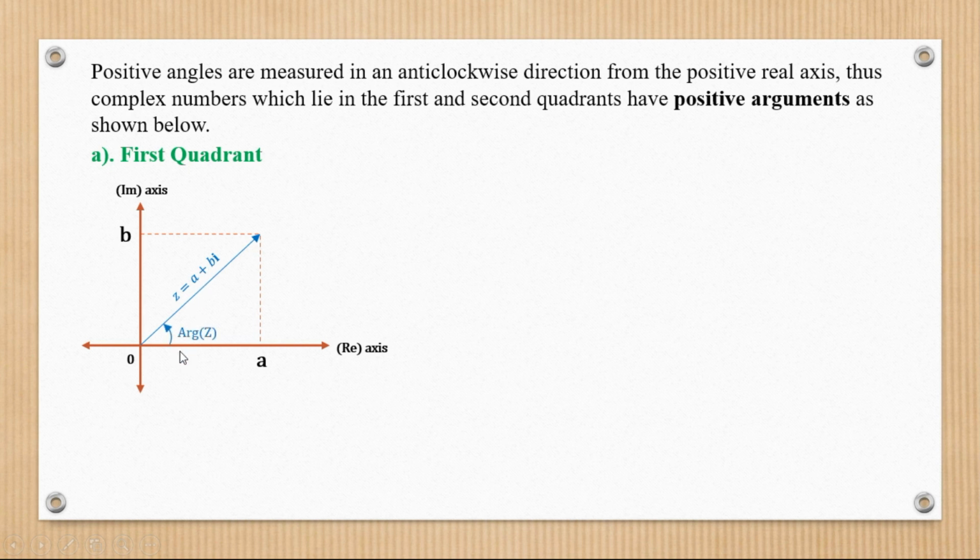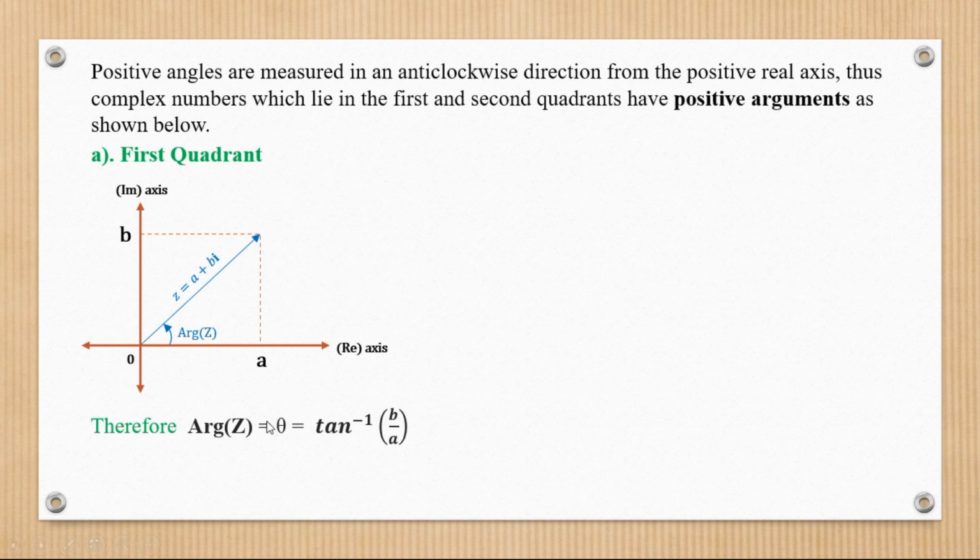And then lastly, we're going to put our argument. So our argument is basically the angle that this line, the line representing the complex number, makes with the horizontal axis, which is the real axis. So that's what argument z represents. So my argument z is also going to be represented by theta, as I'll show you in different examples.